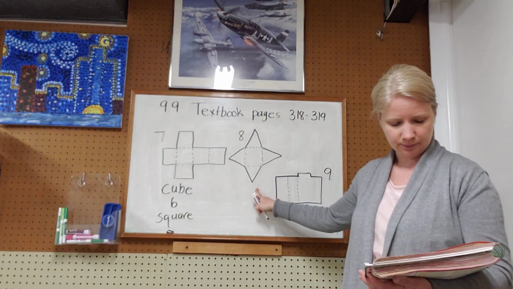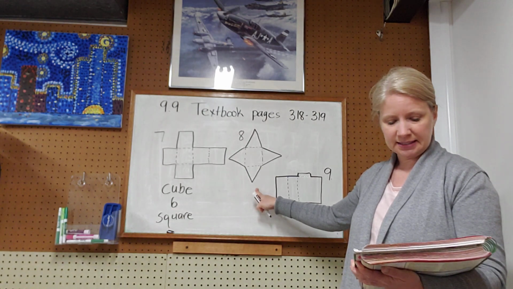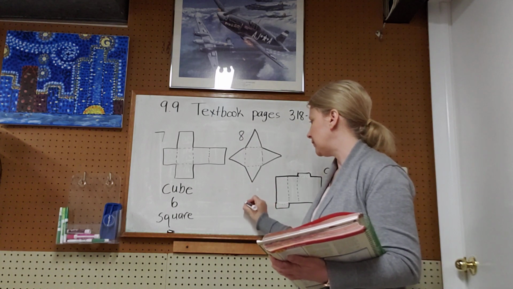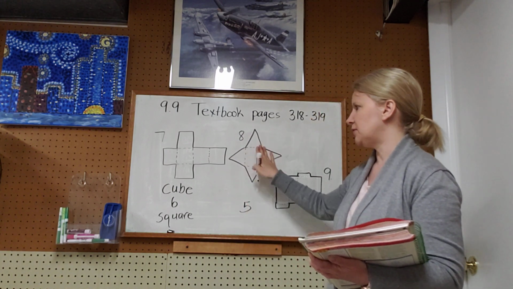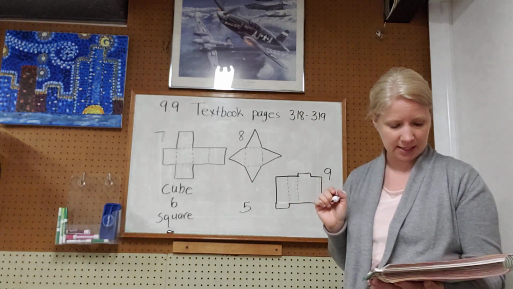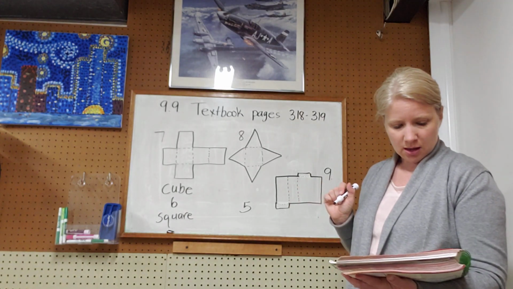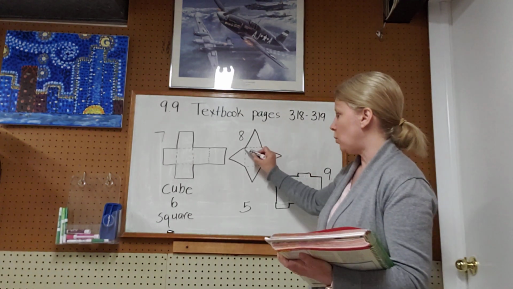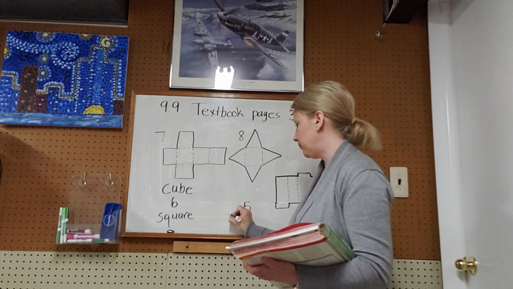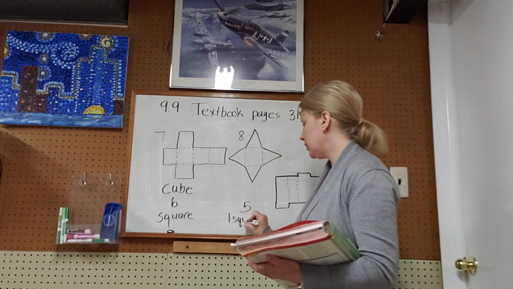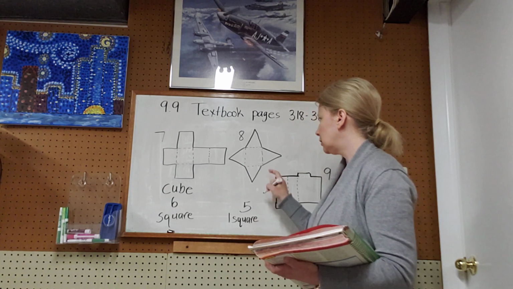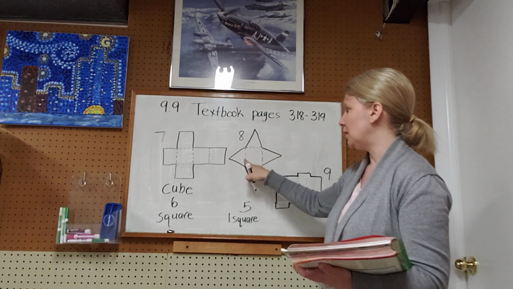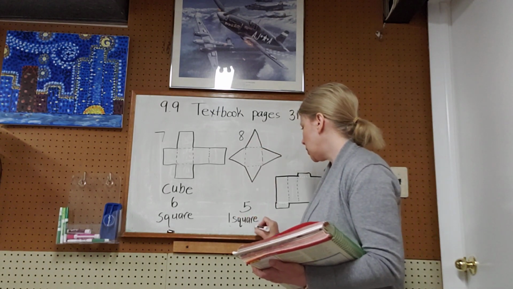Okay, let's look at 8. How many faces does this have? 1, 2, 3, 4, 5. If it's flat right now, it has 5 flat faces. So the name of the faces, well, we see 1 square here, right? So there's 1 square. And then what are the other shapes? Triangles. And there are 1, 2, 3, 4 of them. And then there are 4 triangles.